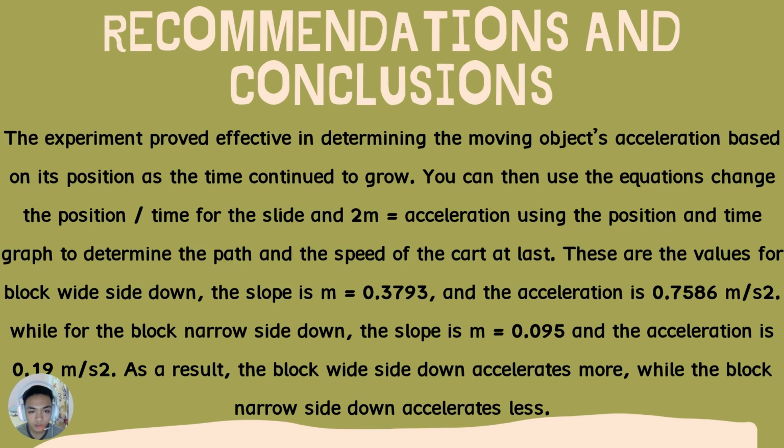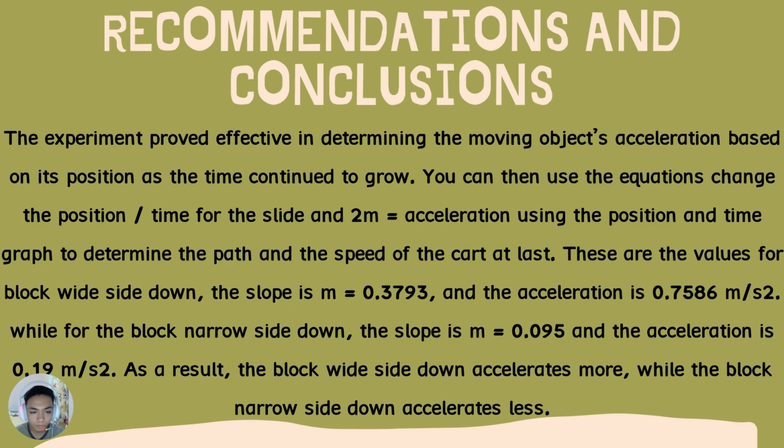These are the recommendations and conclusions. The experiment proved effective in determining the moving object's acceleration based on its position as the time continued to grow. You can then use the equations change in position over change in time for the slope, and 2m is equal to the acceleration, using the position and time graph to determine the path and the speed of the cart.